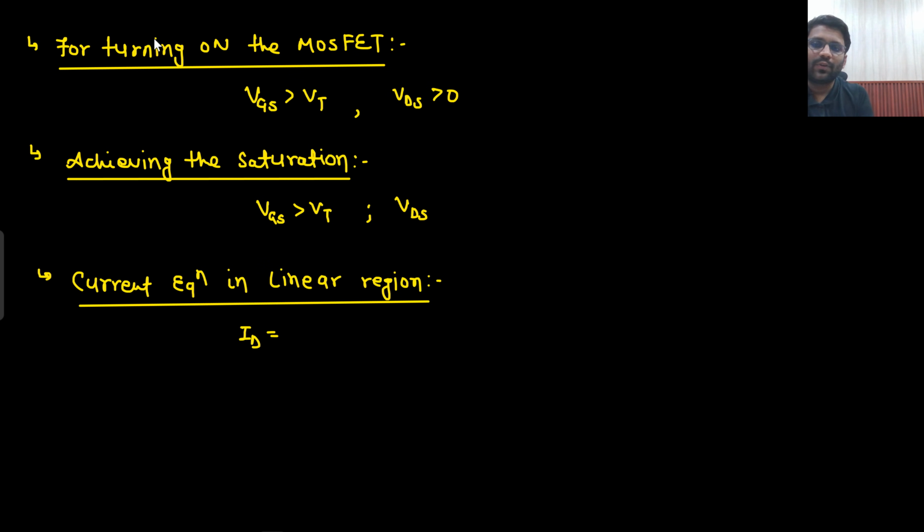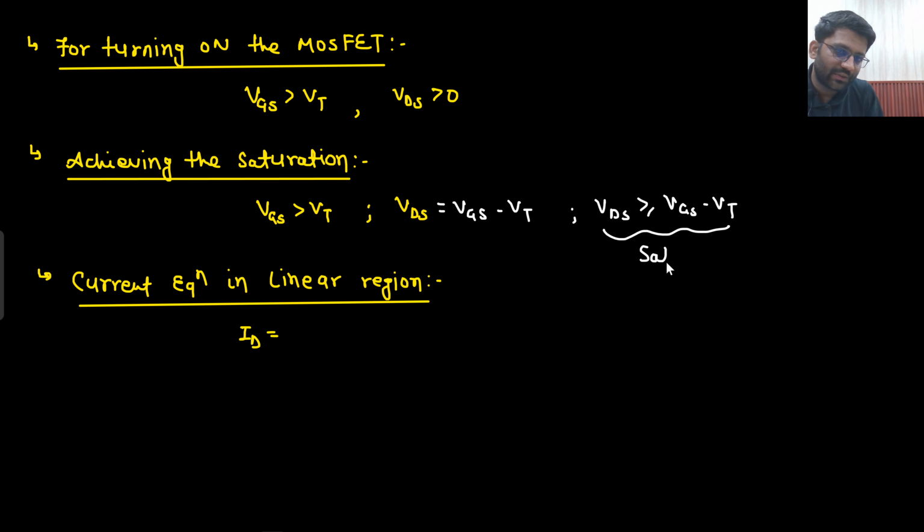So, what is the conclusion? For turning on the MOSFET, we need to apply VGS greater than VT and VDS greater than 0. For achieving saturation, surely VGS should be greater than VT, but VDS should be greater than or equal to VGS minus VT. Or I should say, saturation would be achieved here only at VGS minus VT. And when your VDS is greater than VGS minus VT, in this whole region you will have saturation.